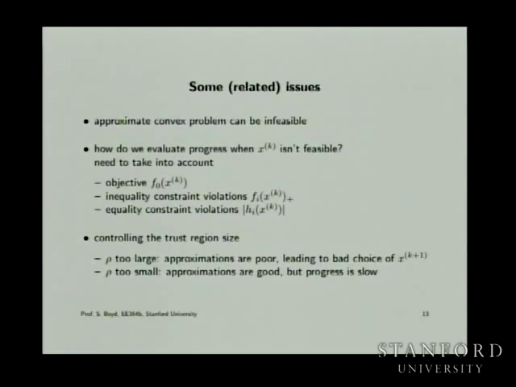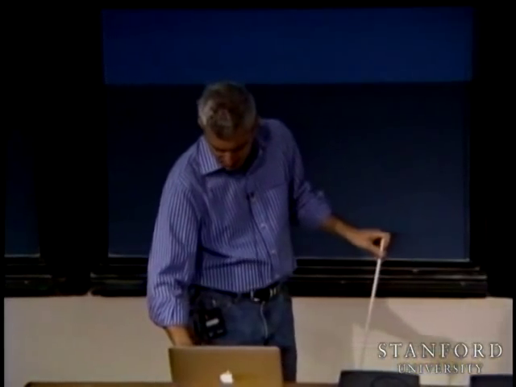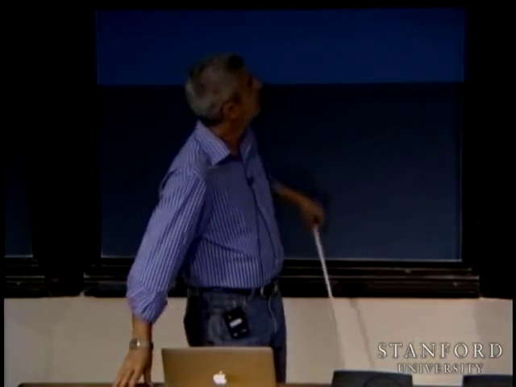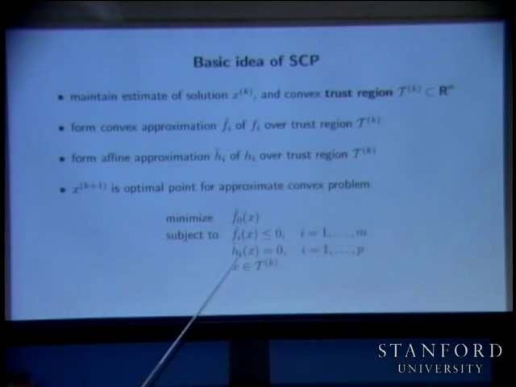The first is this. You can form this convex approximate problem. So let's go back to what it actually is. There you go. You can form this thing, but what if it's not feasible? Which could happen. Basically, you start with a point that's way off, way, way in the wrong neighborhood, just totally off. And you have a small trust region, so you can't move very far. That means this is probably not going to be feasible.